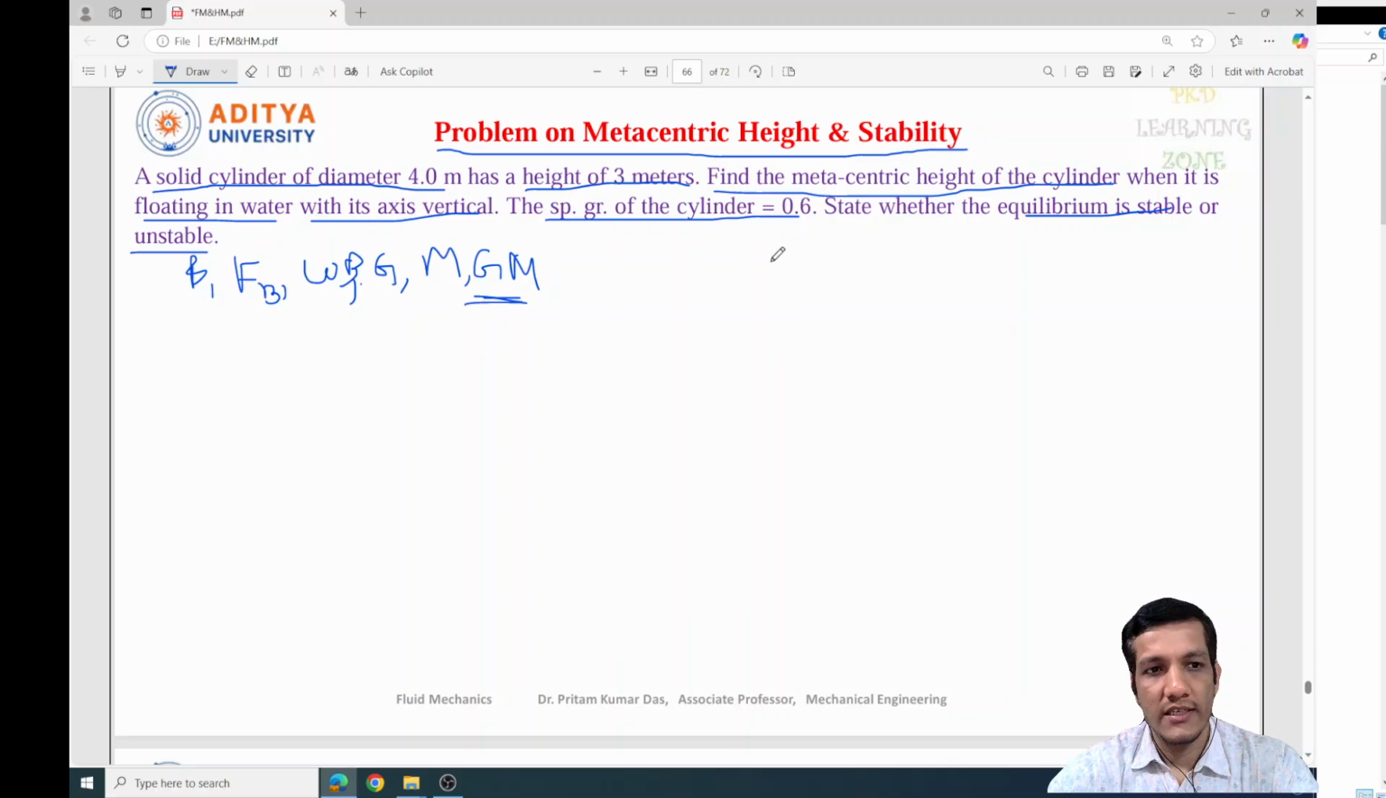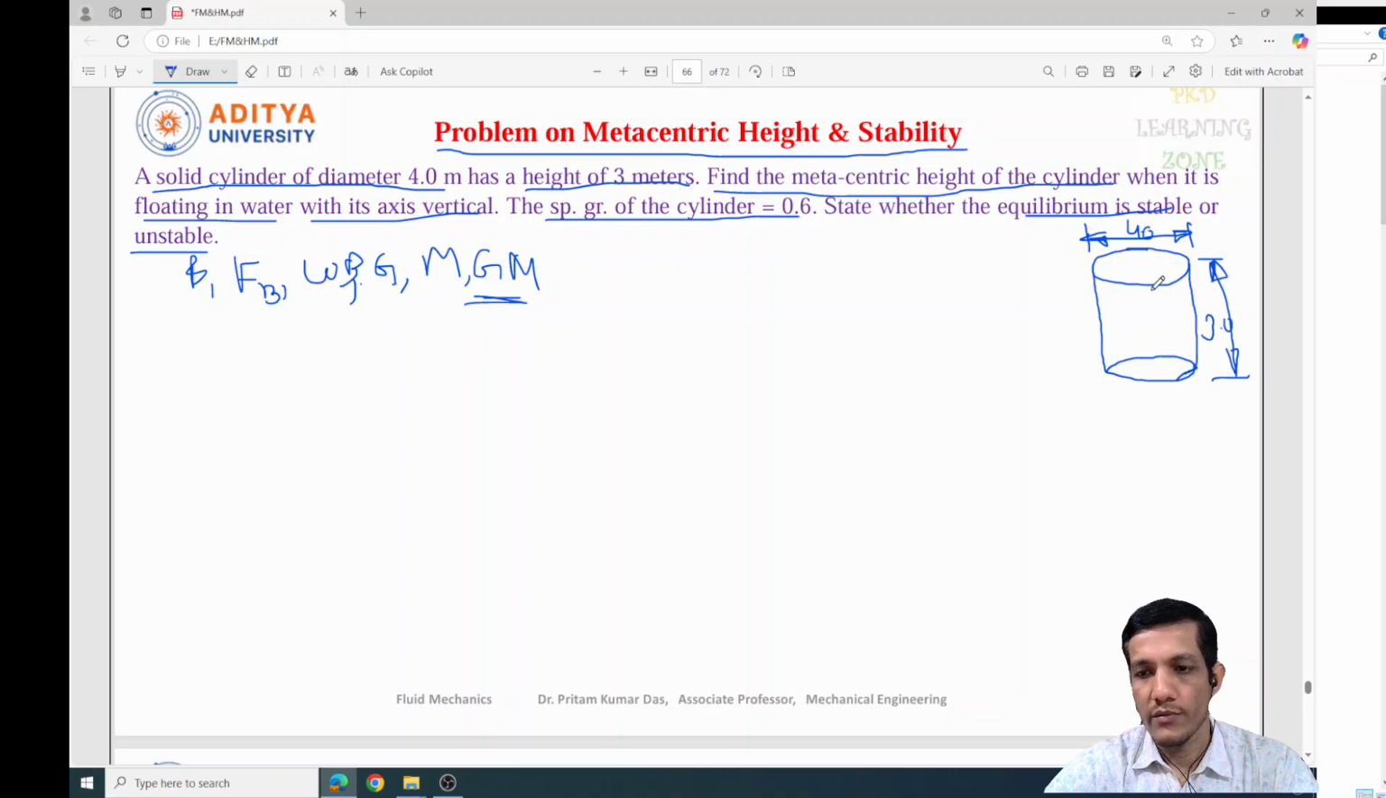First let me consider a solid cylinder. Let me draw a solid cylinder like this, in which the top will be a circle and the bottom also will be a circle. Now the diameter of this cylinder is given, 4 meter, so we can mark it as 4 meter, and the height of the cylinder is given, that is 3 meter.